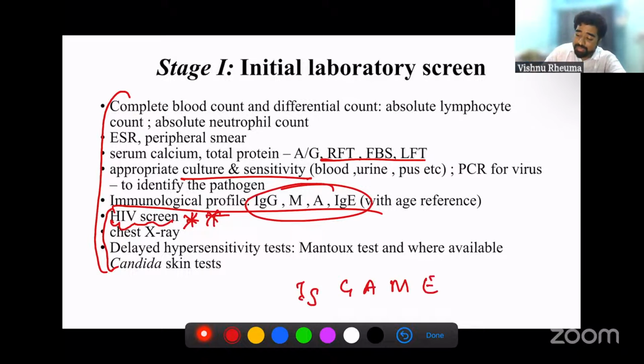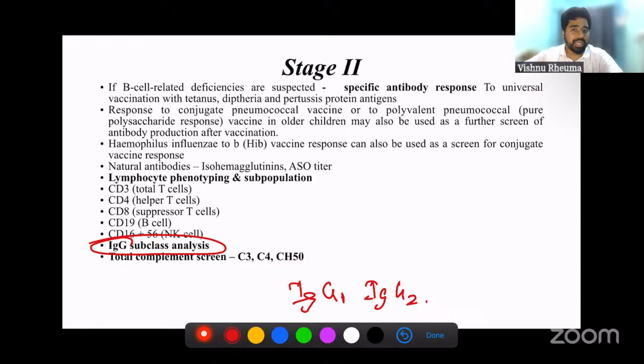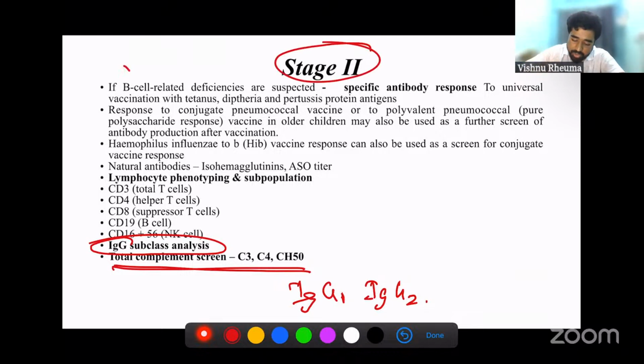You're not doing the next level tests. What is the next level? When you do a breakdown, that is the subclass analysis, looking for IgG1, IgG2, all of that. That is called IgG subclass analysis. Then you're doing the complement levels. This also comes in stage 2. So what else comes in stage 2? Vaccine responses. We also discussed vaccine responses.